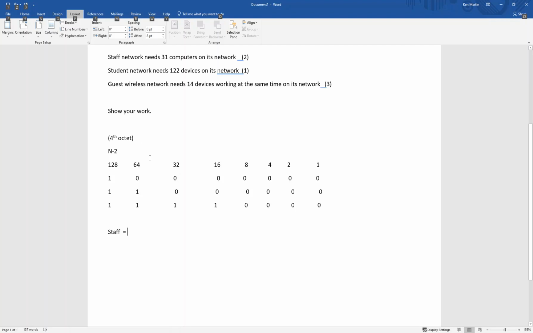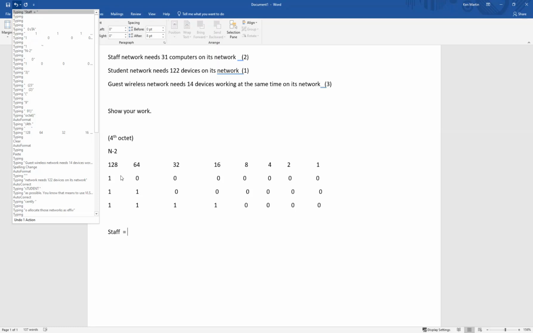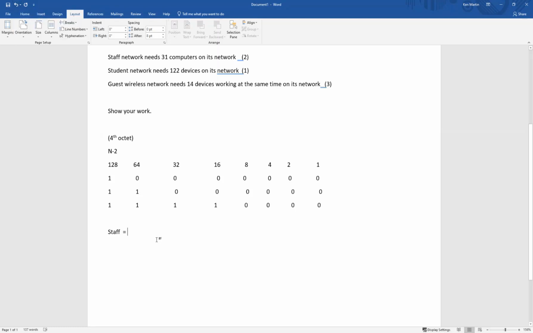We already said we know it's 8 ones. It started off as 8 ones, 8 ones, 8 ones, followed by 8 zeros. So we're making it smaller, so we've got that 1 on the 128-bit value. Again, we said it's 255.255.255.255. So we know that, and that 1 is under the 128, so staff network is that subnet mask.